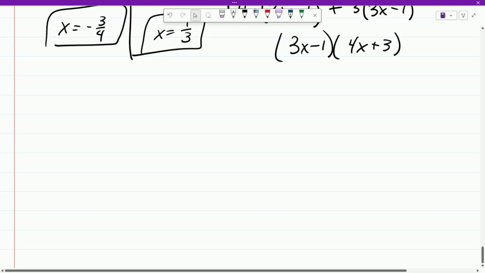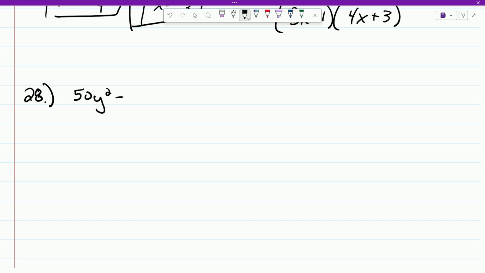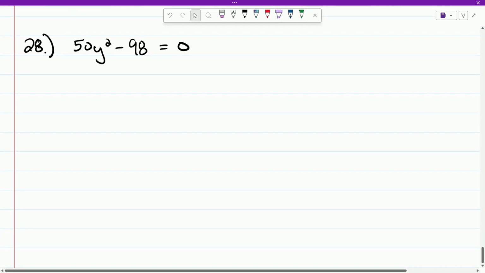Next problem, number 28. We have 50y to the second minus 98 equals 0. All right, step number 1, set it equal to 0. Done. Step number 2, we need to find a GCF if one exists. Now, this one's going to be a little bit more difficult, so let's go ahead and work out the GCF. Remember, you can always use prime factorization.